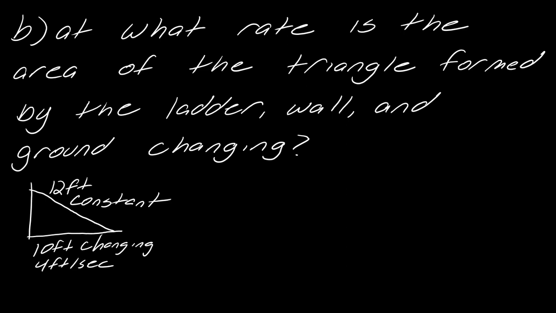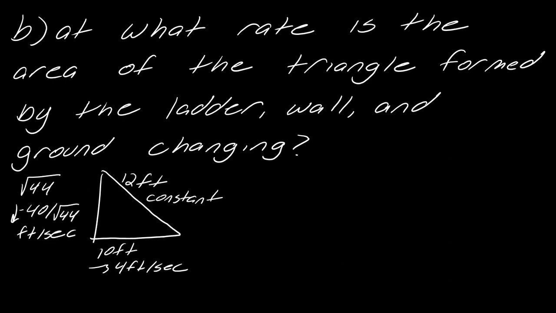And then from our last problem, we now know that this side is the square root of 44, and this is going down at a rate of negative 44 over the square root of 44 feet a second. So all that was from the last one. Sorry if you're having a little trouble reading that. Actually, let me see if I can make this picture better. Okay, there's a better picture for you.